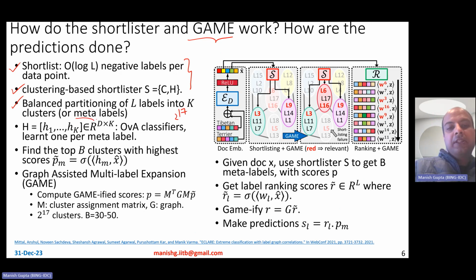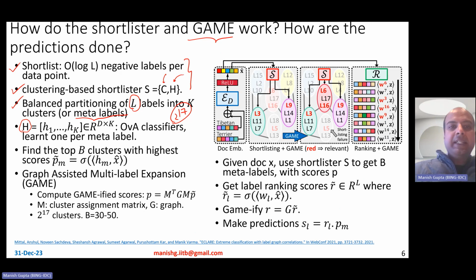We also call these clusters meta labels, and then you solve the meta XC problem of learning one versus all classifiers for each of those meta labels. Remember, the labels could be too large, but meta labels are 2 raised to 17. That's not very large. So overall in clustering, you obtain these clusters C and also the one versus all classifiers H for each of those meta labels or clusters.